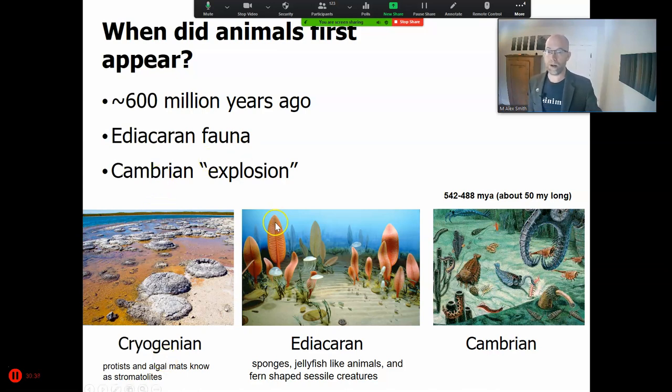The Ediacaran fauna, say 600 million years ago, was jelly-like animals, where the world was principally populated by jelly-like animals, largely sessile creatures, but large fern-shaped things that were likely suspension feeders. And then about 542 to 488 million years ago, for about 50 million years, there was an explosion of diversity. That's called the Cambrian explosion.